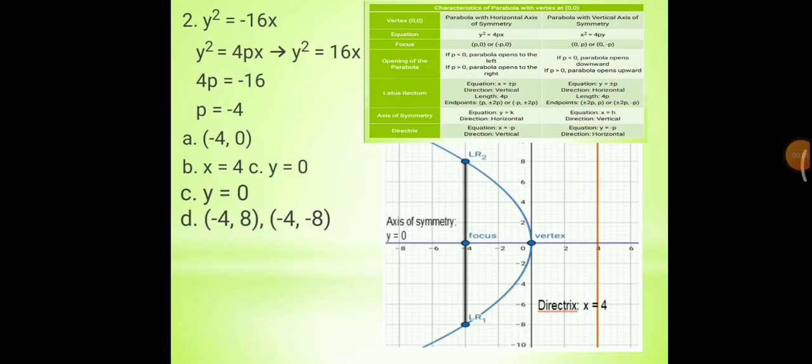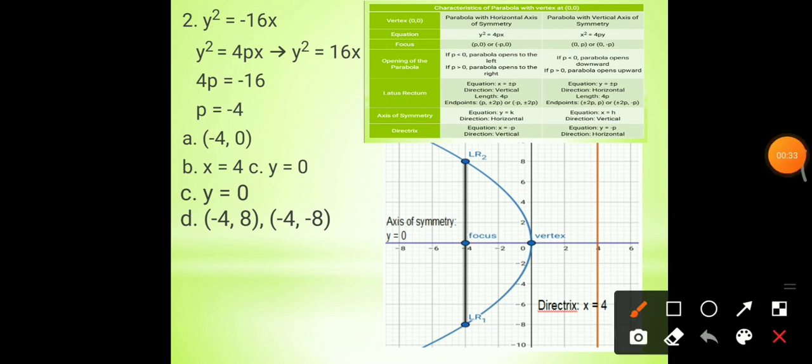Number 2, y squared is equal to negative 16x. Since this equation tells us that it is a parabola with a horizontal axis of symmetry, we will be using the equation y squared is equal to 4px. 4p is equal to negative 16. Using the multiplicative inverse, we have now p is equal to negative 4. In finding the focus, we will just need to substitute the value of p, which is negative 4.